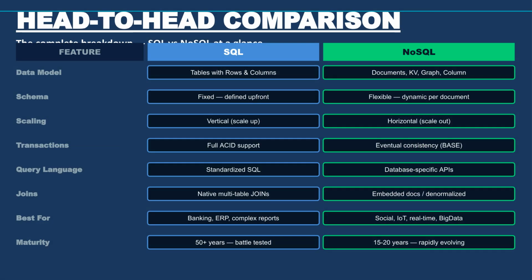Here is a head-to-head comparison. SQL uses relational tables, has a fixed schema, and scales vertically with full ACID transactions. NoSQL uses various models like documents, has a flexible schema, and scales horizontally with eventual consistency. SQL excels at complex reporting, while NoSQL dominates in social, real-time, and big data scenarios.